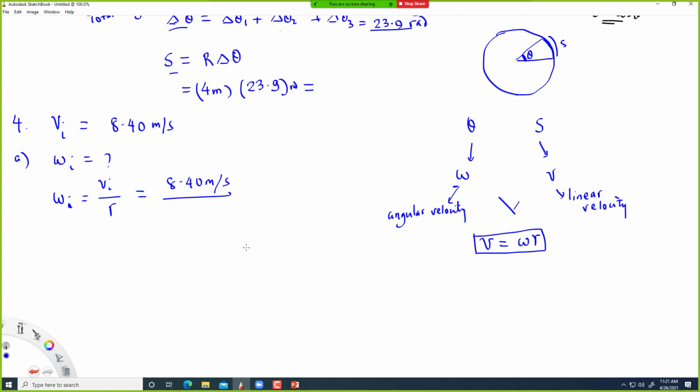So Vi is 8.4 meters per second, and R is the radius of the wheel. We don't have the radius, but we have the diameter. The diameter is 68 centimeters, which means it's 0.68 meters, and the radius is half of that, so 0.34 meters. You do that calculation, and that will give you 24.7 radians per second.